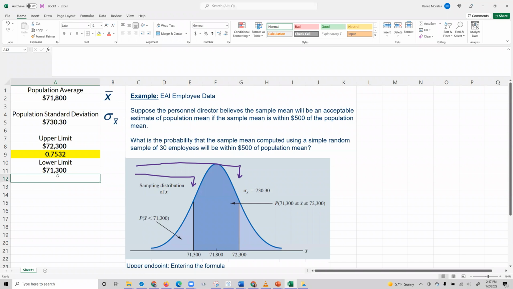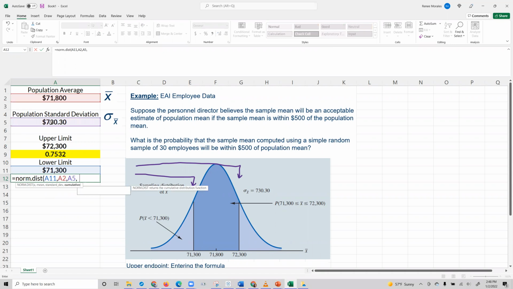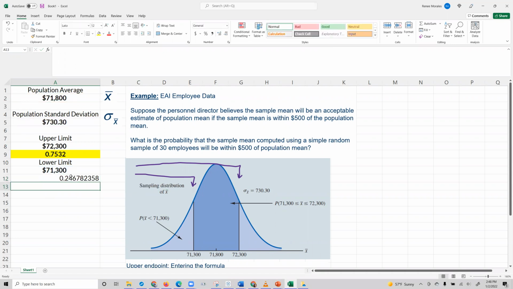So I'm going to go ahead and do my Norm.Dist. Okay, so what is the data value that we're looking at? We're looking at this lower limit value of 71,300, so I'm referring to that. What's my average? My population average is there. What's my population standard deviation? And I'm going to type true here for the cumulative value. So notice now that that gave us a lot more decimal places, so we're going to have just 4. I'm making the formats the same. So now I have the cumulative probability from the left-hand side all the way to this point is 0.7532. The cumulative probability under the curve from here to here is 0.2468.